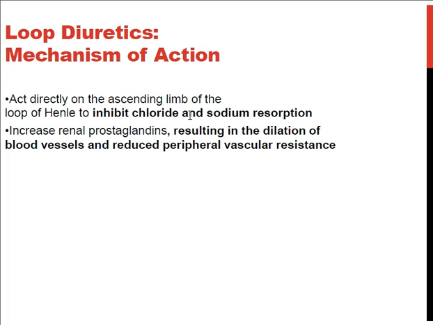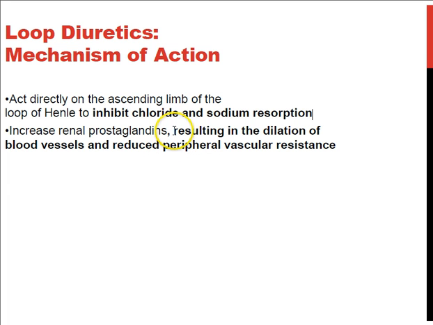How do loop diuretics work, or what's the mechanism of action? Well, they act directly on the ascending limb of the loop of Henle. And so again, they work in the kidney on the renal tubules. They inhibit chloride and sodium absorption. So it works, in a lot of ways, like the thiazide diuretics. Remember, if we don't absorb sodium, we don't absorb water. And if we don't absorb sodium and water, then we pass sodium and water out of our system.